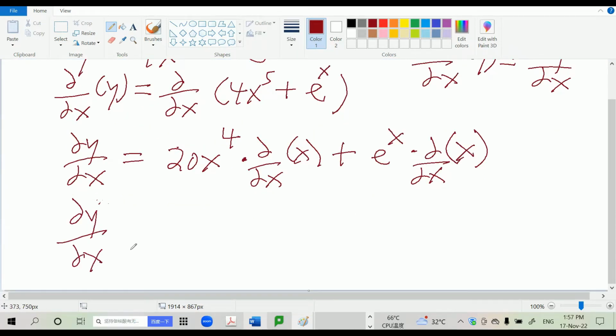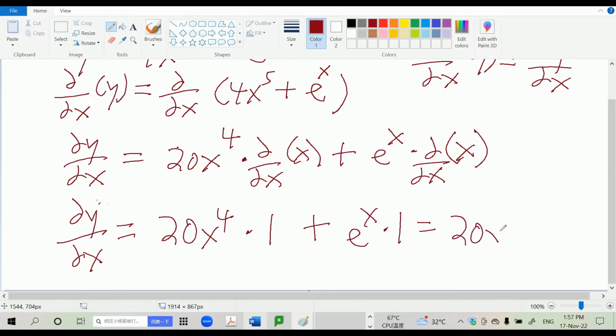Okay, dy over dx is equal to, now remember we saw this before, this is the same thing as dx over dx, so that just becomes 1. That would just be 20x to the power of 4, times 1. And then plus, this one also becomes just 1. So that would just be e to the x times 1. And then the final answer is 20x^4 plus e to the x. And there you go.